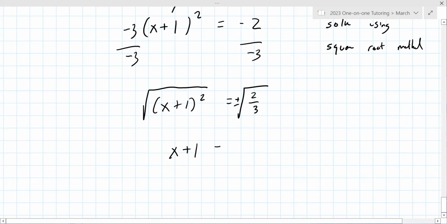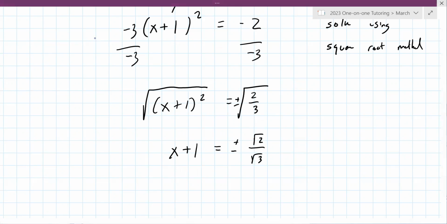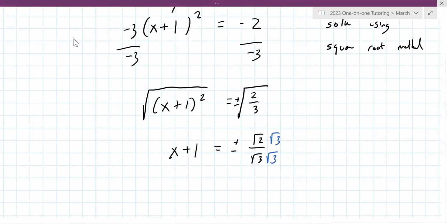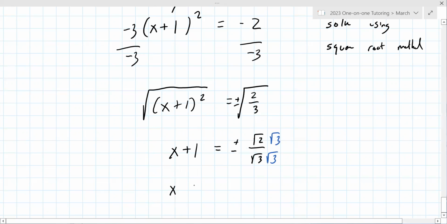So here you have to take the square root of the top and the bottom. You have to rationalize the bottom here by multiplying by the square root of 3. So x equals, you're going to subtract 1 from both sides. Always stick that up in front. -1 plus or minus the square root of 6 over 3. Gotcha. Alrighty. Very well.